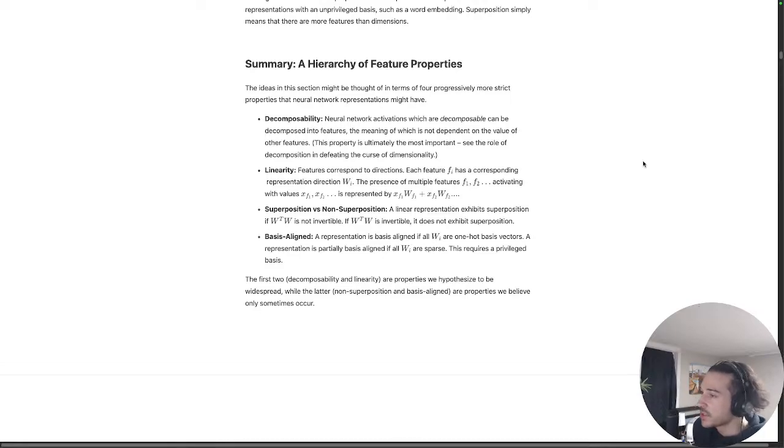Linearity. Features correspond to directions. Each feature, f sub i, has a corresponding representation direction, w sub i. The presence of multiple features, f1, f2, and so on, activating with values x sub f1, x sub f2, and so on, is represented by x sub f1 times w sub f1 plus x sub f2 times w sub f2, and so on. Superposition versus non-superposition.